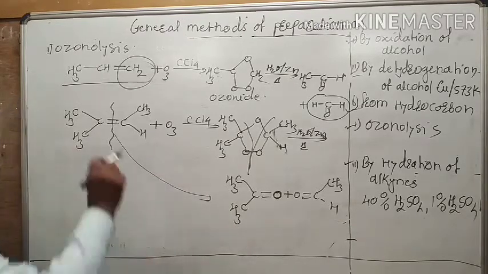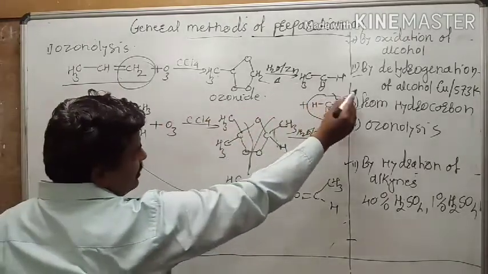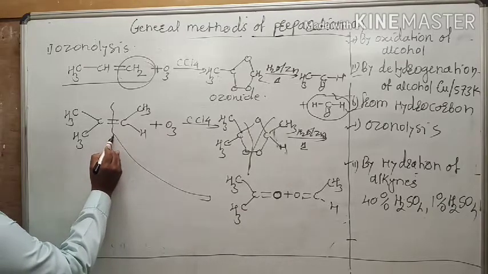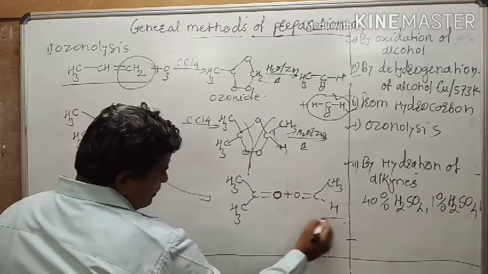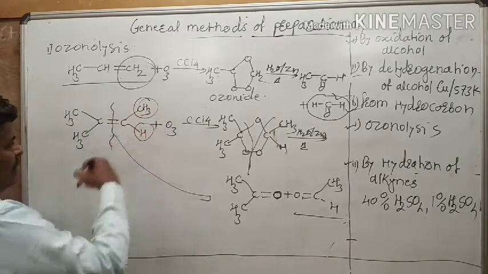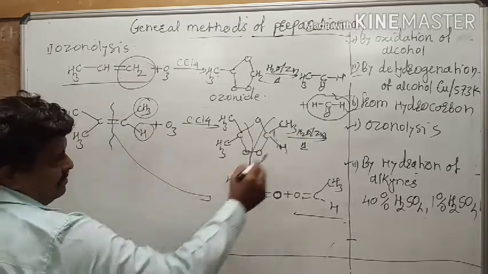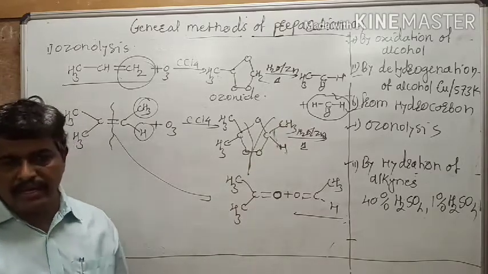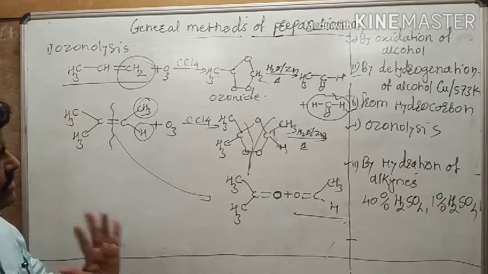Now here, if a terminal carbon-carbon double bond is present, then one of the products is formaldehyde, and if a non-terminal double bond is present, then you will get this aldehyde or ketone depending upon which groups are present. But if terminal is there, you will get formaldehyde, and for non-terminal you will not get any formaldehyde molecule. So remember this ozonolysis reaction.